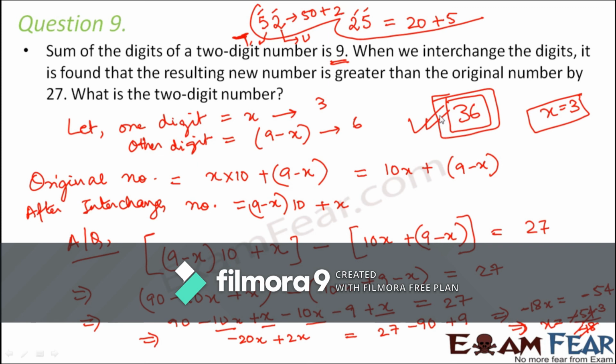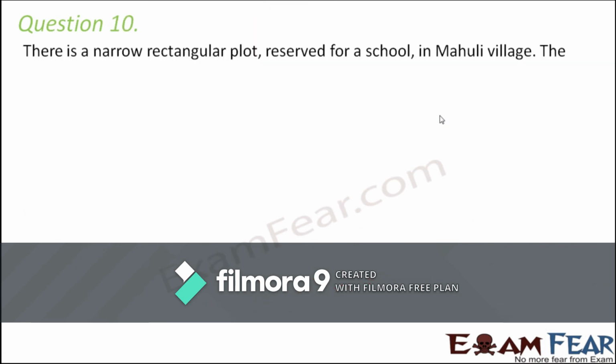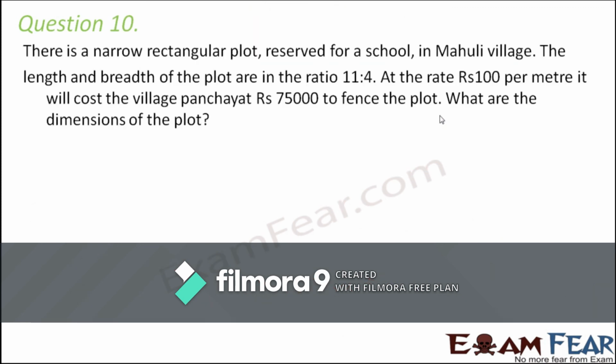Question number 10. There is a narrow rectangular plot reserved for a school in Mahuli village. The length and breadth of the plot are in the ratio 11:4. At the rate of rupees 100 per meter, it will cost the village panchayat rupees 75,000 to fence the plot. What are the dimensions of the plot?